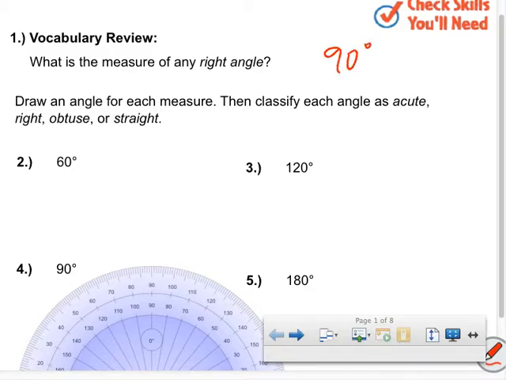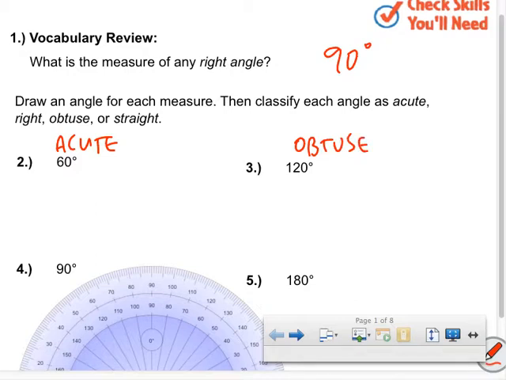90 degrees. Very good. All right, so I'm going to have you tell me first, before I draw the angles, if they're acute, right, obtuse, or straight. So for number 2, is that acute or obtuse? Acute. Number 3, acute, obtuse, straight, right, obtuse? Yep.